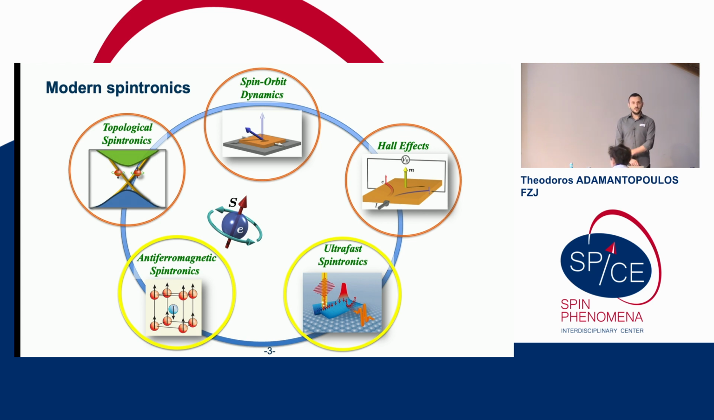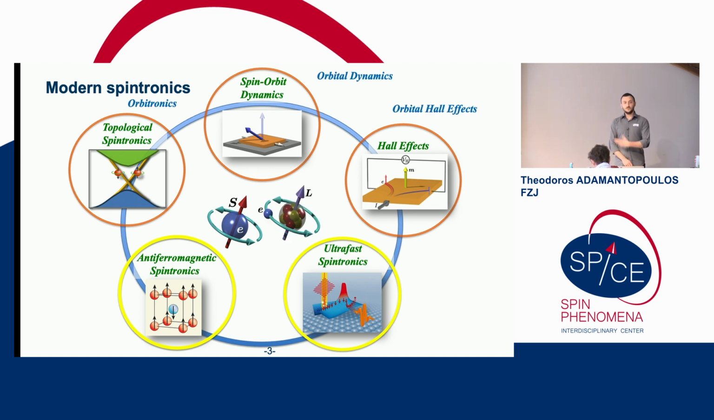So in spintronics, so far, we've been taking advantage of the spin momentum degree of freedom, and spin transport and spin dynamics have been studied extensively. Recently, people started looking into the orbital angular momentum degree of freedom, and from studies on orbital Hall effects and orbital dynamics, the new field of orbitronics has been introduced. Our work is focused on the exploration of laser-driven currents of angular momentums in antiferromagnets and other materials as well.